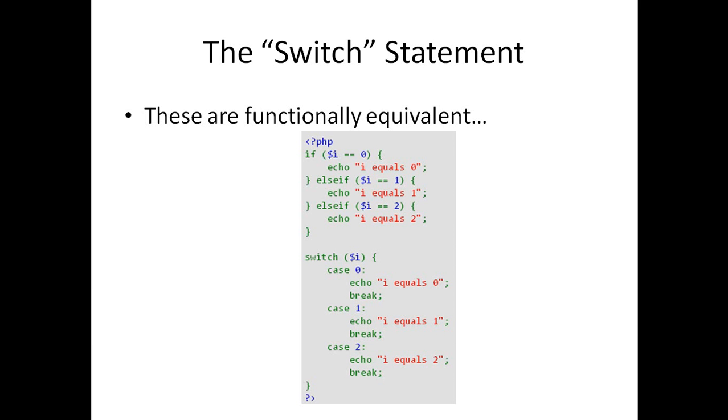These two, as it says, are functionally equivalent. Okay, you have: if $I equals 0, echo I equals 0. Else if $I equals 1, echo I equals 1. Else if $I equals 2, echo I equals 2. Or switch $I, where you use case statements. Case 0, echo I equals 0, break. Case 1, echo I equals 1, break. Case 2, echo I equals 2, break.